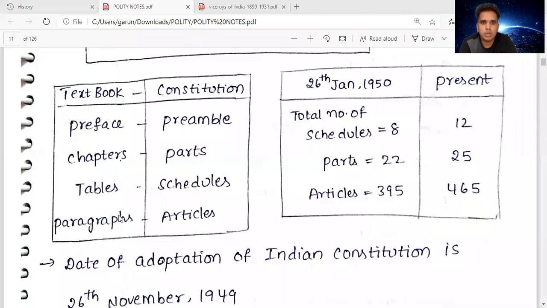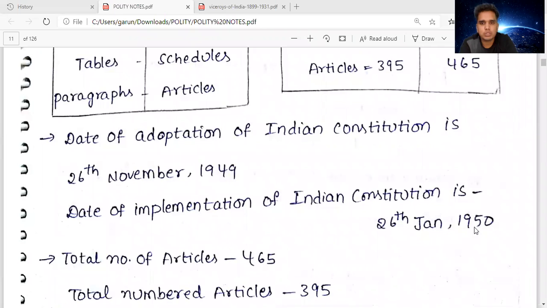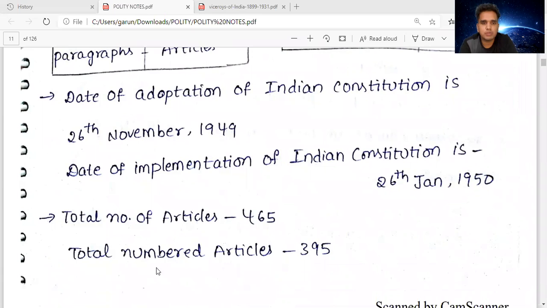ये तो एक इंडेक्स हो गया आपका. Date of adoption of Indian Constitution is 26 November 1949. Date of implementation of Indian Constitution is 26 January 1950. Total number of articles originally 465, and at present 395.